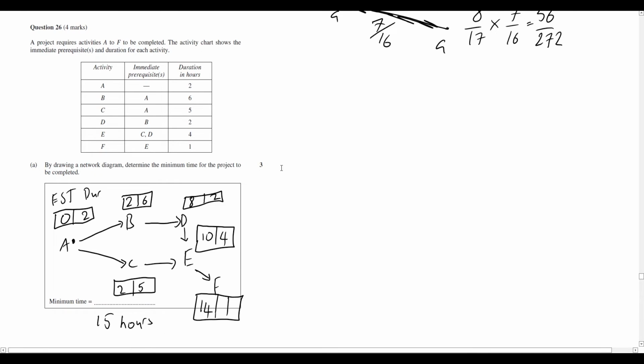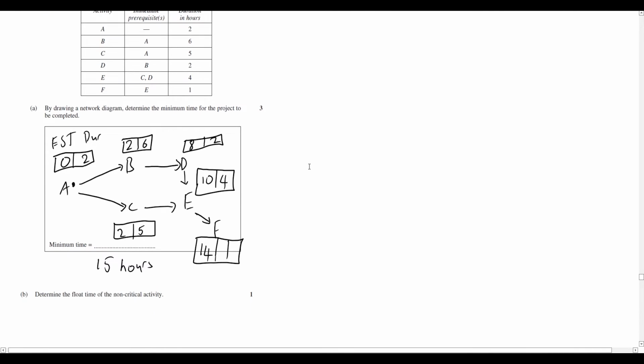Okay, so now part B. It asks us to determine the float time of the non-critical activity. So we see the non-critical activity, after examining this, is going to be activity C. And it has a float time of 3. So we can just write it out like that, and that's fine.